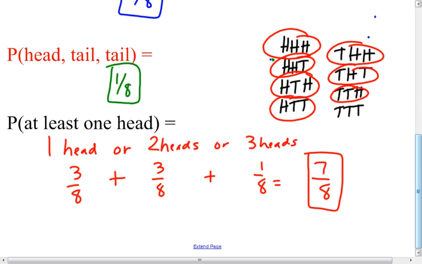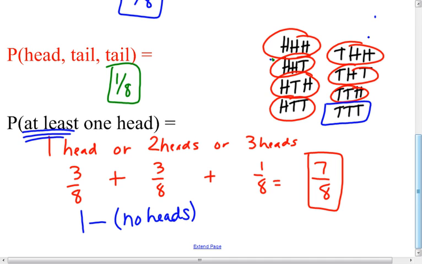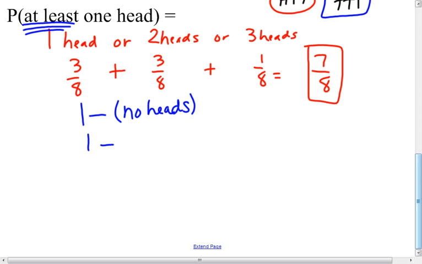Okay, now that's the long way to do this. I want you to notice that the only thing we have not chosen is this one right here where we have all three tails. So the shortcut to do this, whenever you see these two words at least, the opposite of having at least one is to have none. Okay, so what you could do instead is to do 1 minus getting no heads. And we calculated that probability up above, and the chances that you'll have no heads means basically the chances that you'll have tail, tail, tail, or 1 minus 1/8, which is also 7/8. So this is kind of the short way to do it.